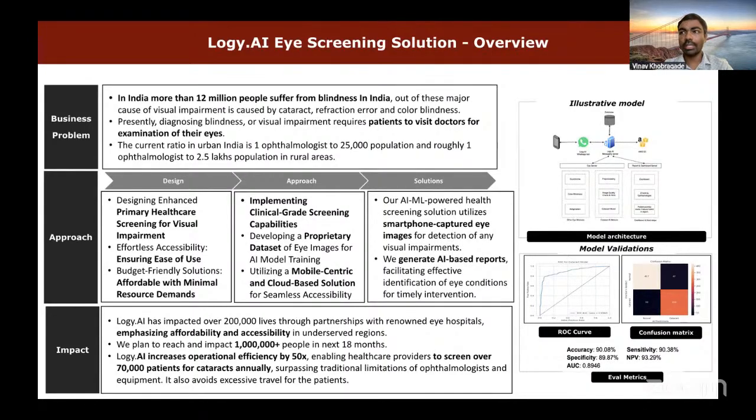So this is basically an AI model. We use deep learning and machine learning with our algorithms, using the images captured and some extra information. We can tell that this person has a high risk of cataract, or maybe even already has it. We have already impacted over 200,000 lives through various partnerships.